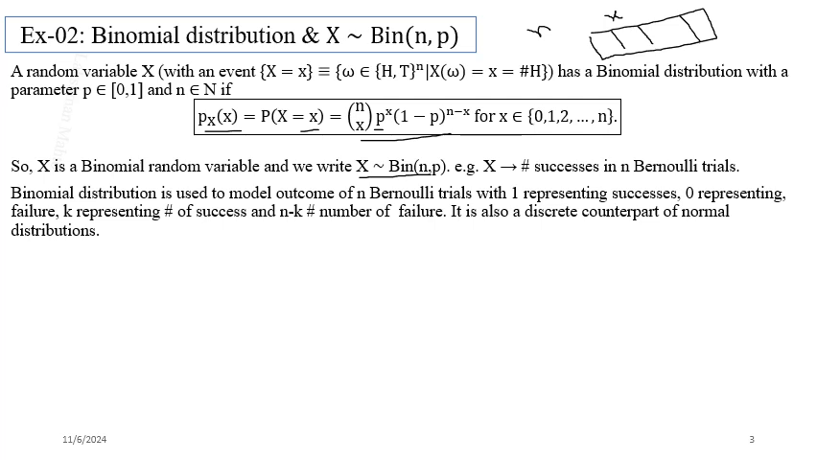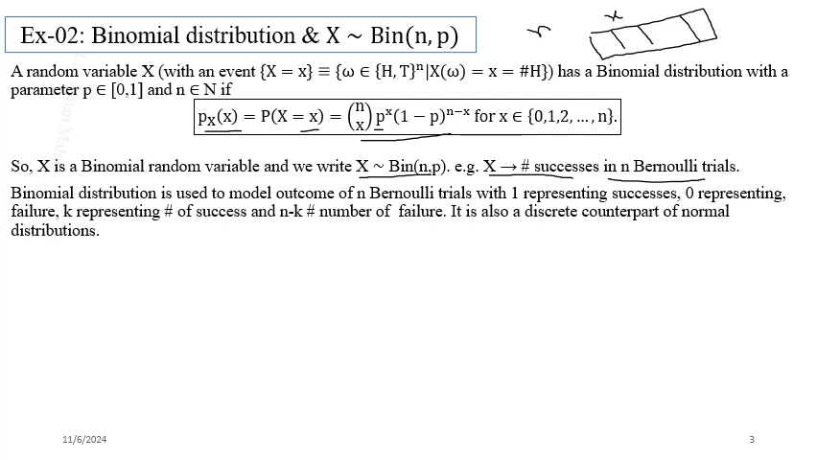Each Bernoulli trial has two possible outcomes. Then we are summing those successes. So X is loosely the number of successes in n Bernoulli trials. It is always a binomial random variable. So the binomial random variable is used to model the outcome of n Bernoulli trials with one representing success and zero representing failure.